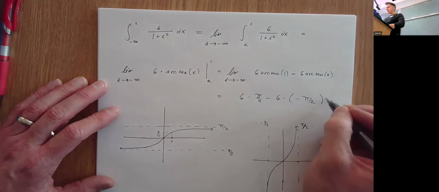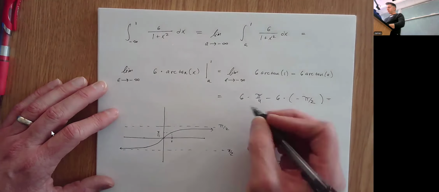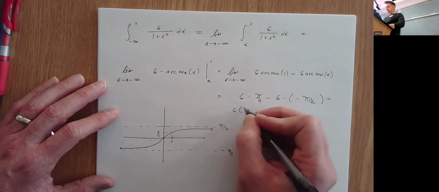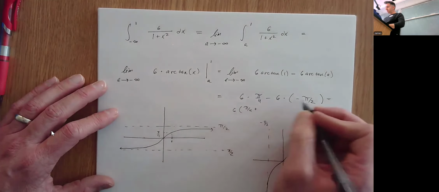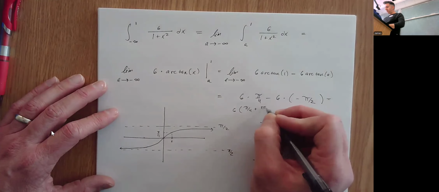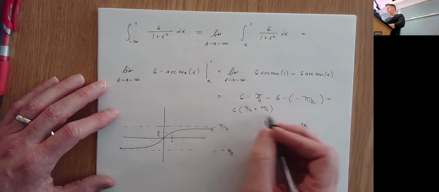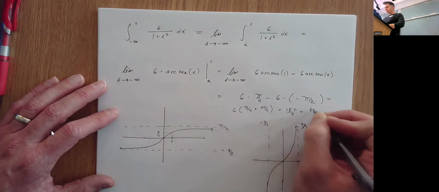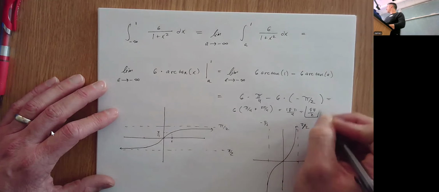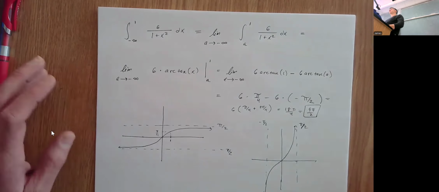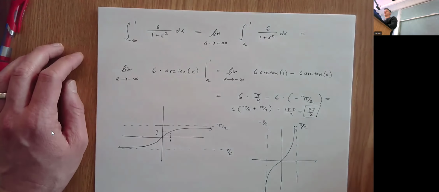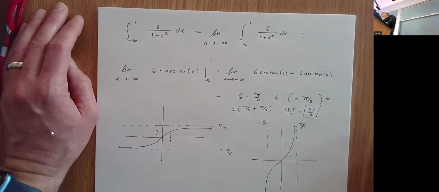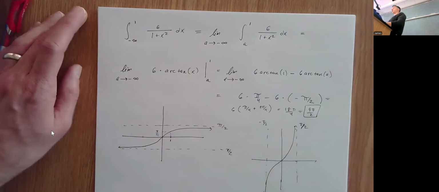So here we're going to get 6 pi over 4, which is, just factor out the 6, 6 times pi over 4 plus pi over 2, which is 2 pi over 4. So we're getting 3 pi over 4 times 6, so 18 pi over 4, or 9 pi over 2. But that probably will come up: the limit as something goes to infinity of arctangent of that something is going to be pi over 2, or negative pi over 2 if you're going to negative infinity.